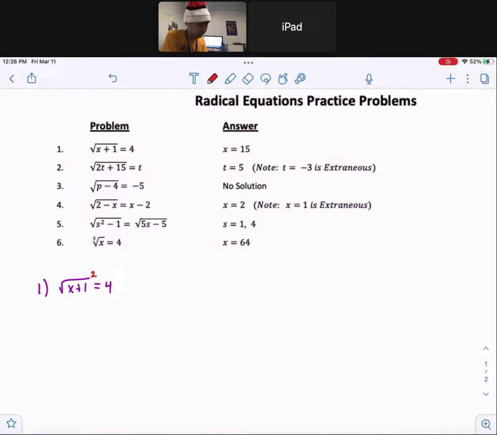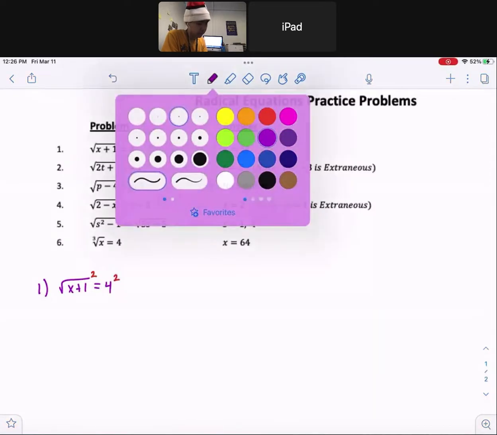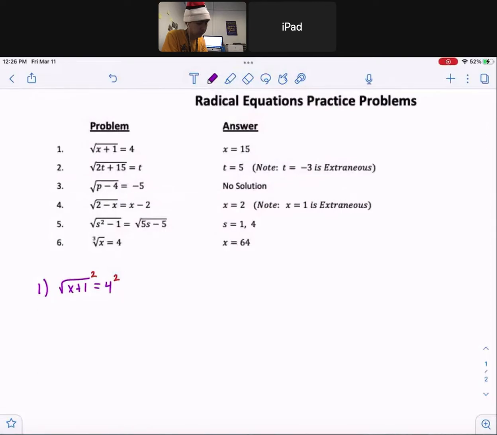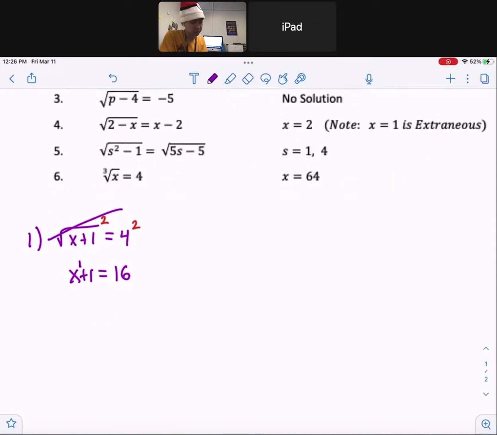We don't need to really put parentheses around that. So this second power and this square root will cancel, right? So all we're left with, you guys, is x plus 1 equals 4 squared, which is 16. And because it's just a degree of 1, the x, we just have to isolate the x there to solve for our x value. So we're going to subtract both sides by 1, and we get 16 minus 1 is 15.